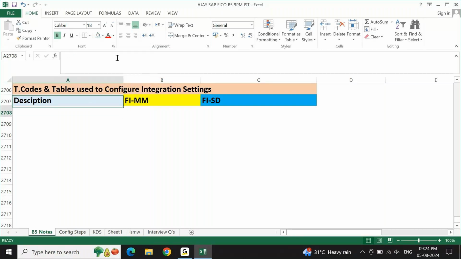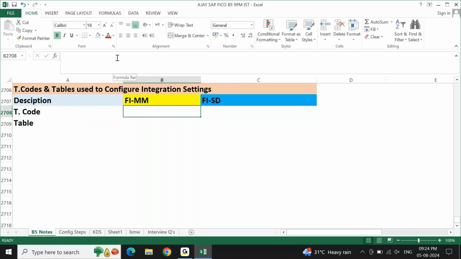Okay. First one is your T code. Second one is your table. For FIMM integration, we will be using a transaction code called OBYC here. OBYC is the transaction code wherein FIMM integration setting is maintained. First point. Second point, table will be T030. For FIMM integration, T code is OBYC, table is T030.